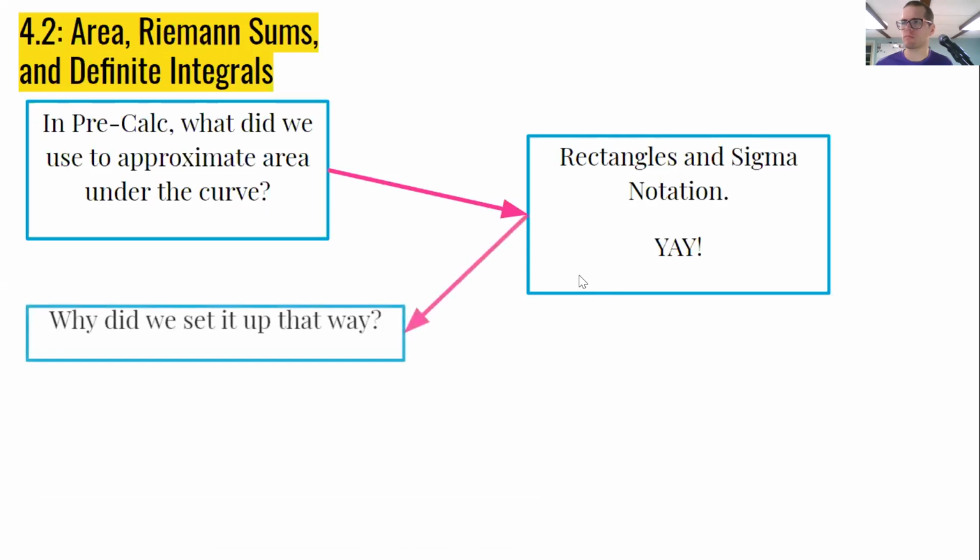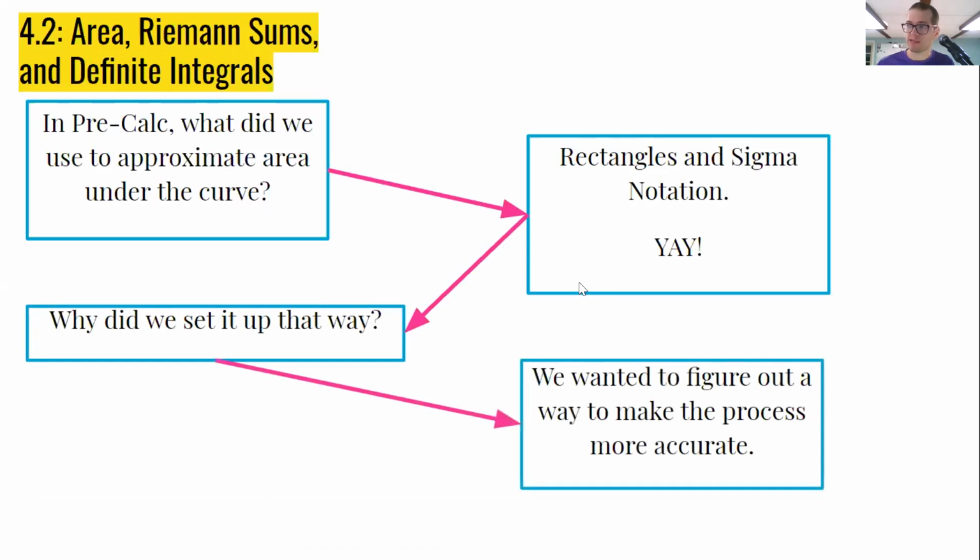Yay! But why did we set it up that way? It's very intentional the way we set it up. Again, because we wanted to figure out a way to make the process more accurate and honestly more automated. And by doing the automation, it makes the approximations more accurate because you're not messing up doing everything by hand and then adding it up by hand, or with the calculator by hand or whatever.